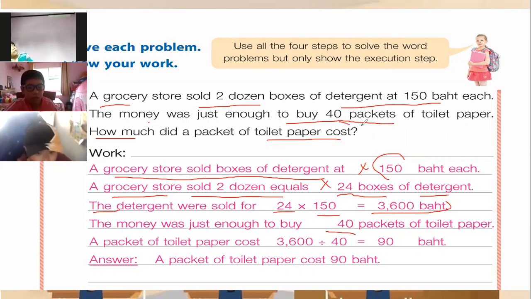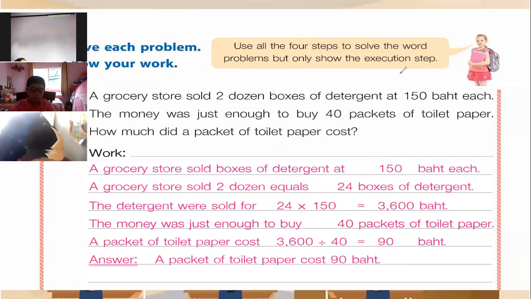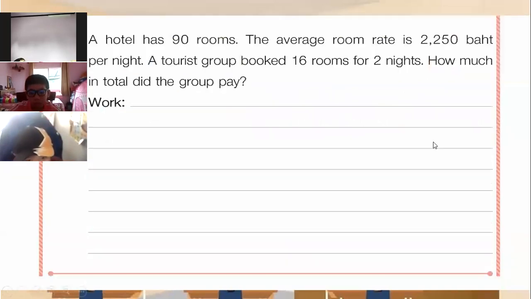So the money was just enough to buy 40 packets of toilet paper, right? Here is the information. To buy 40 packets. So now we have the total money, 3,600, right? So 3,600 divided by 40 is equal to 90, right? So the answer is, a packet of toilet paper costs 90 baht each. Okay, similar to that, problem number two. Students, you can write down later, okay? We have a short time, so later on you can write it down.